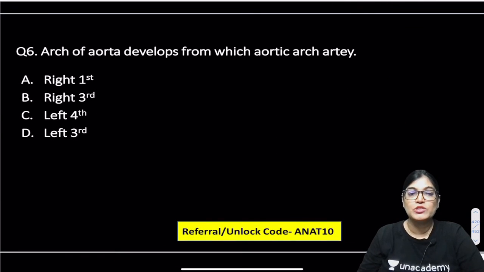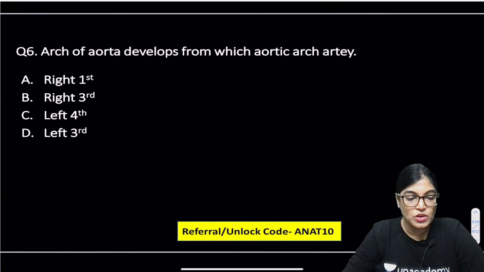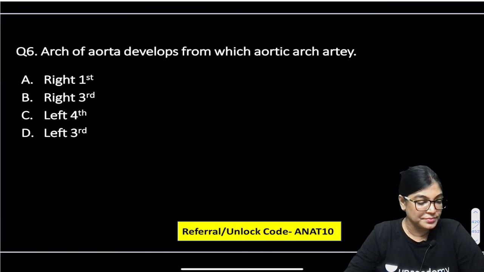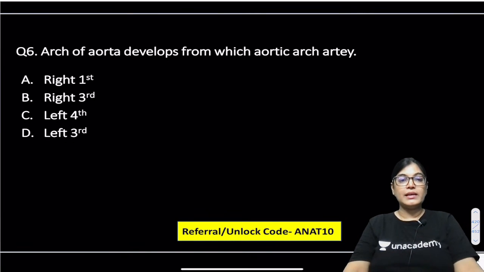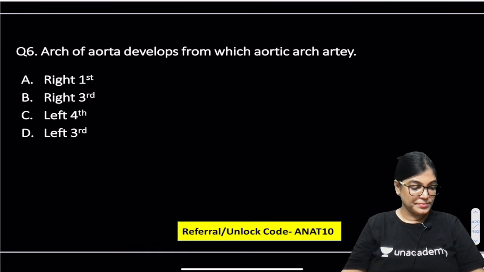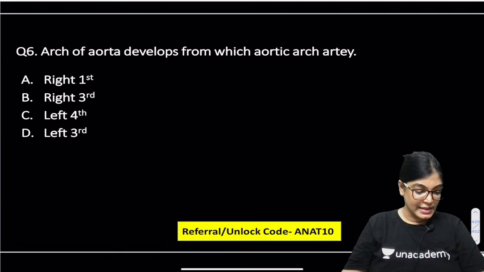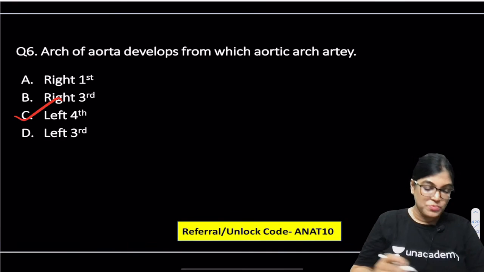Arch of aorta develops from which of the following aortic arch arteries? Which of the following aortic arch arteries is giving rise to the arch of aorta? Question number 6. Whether it is right first, right third, right fourth, or left third, your time begins now. Mark the correct answer. Question number 6. So yes, Harini is telling C, Sarans is telling C, fourth, fifth, Harini, Sarans, yeah, absolutely right. So C option is absolutely right.